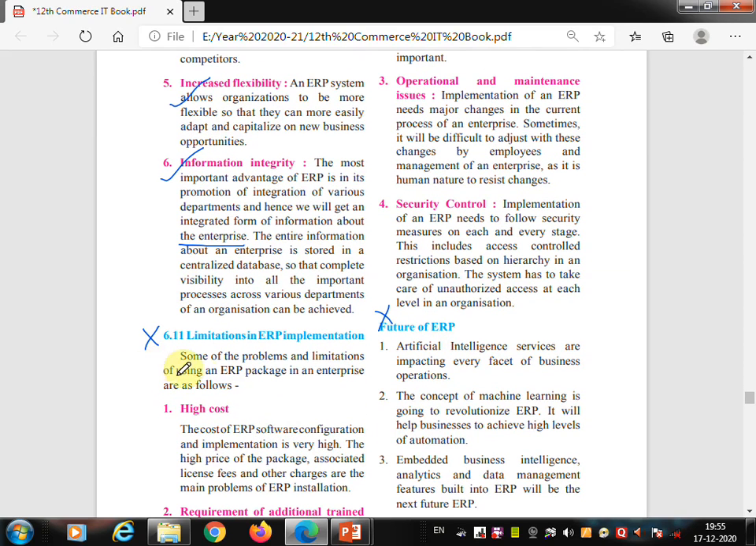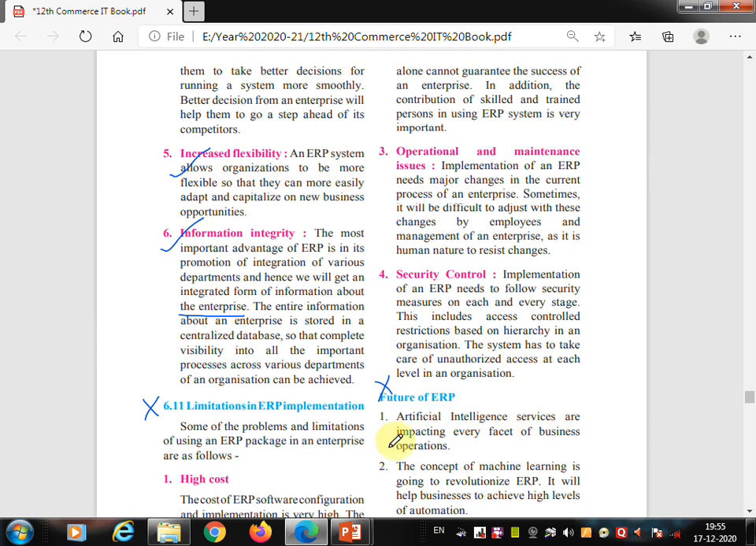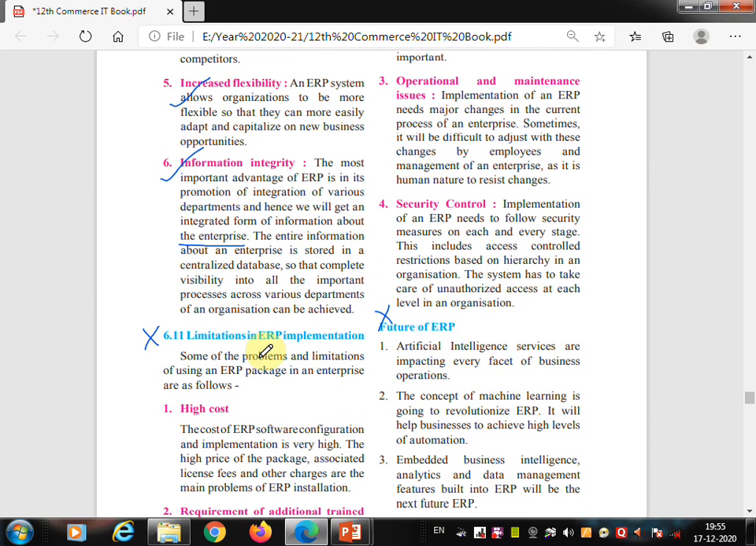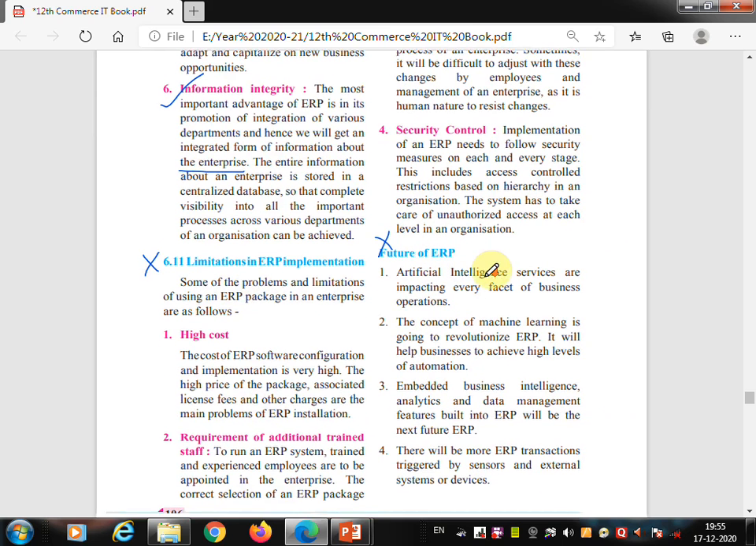So my dear students, 6.11, again, limitations of ERP implementation. This unit is also kept for you for self-learning, and it is non-evaluating, which means again that no question will be asked on it in the final exam. Limitations of ERP implementation are not there for the board final exam. No question will be asked on the features of ERP and the limitations of ERP implementation.